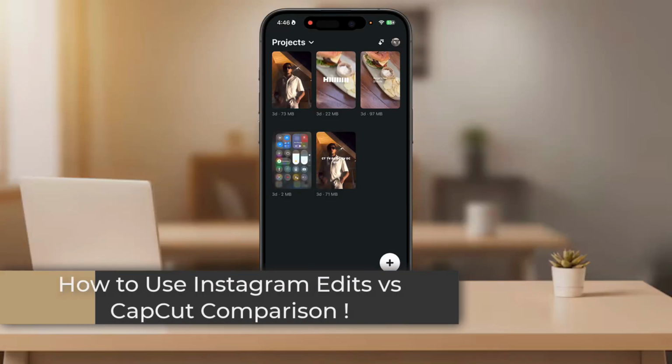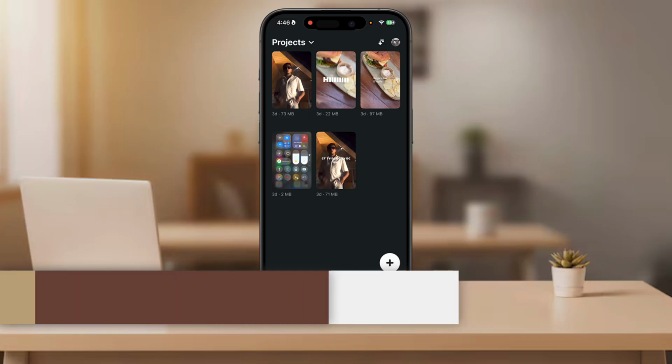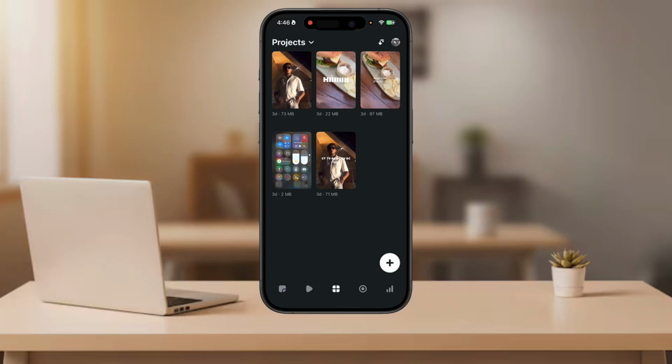Today, we're going to be going into one of the most important and one of the most asked for videos. So, how to use Instagram Edits versus CapCut comparison. So, let's get straight into the video. So, we're going to be talking about what each application is good for and what each application is best for and how you can use it.